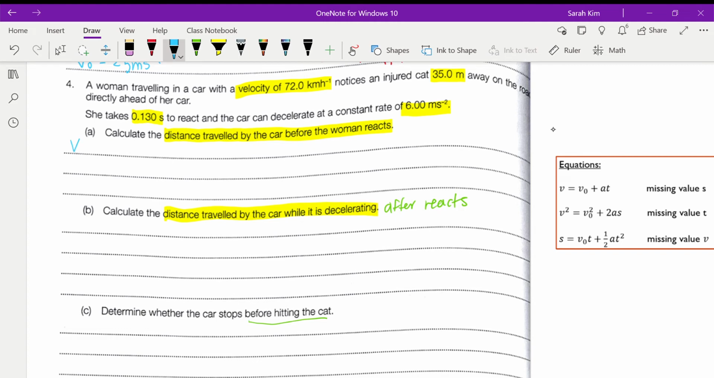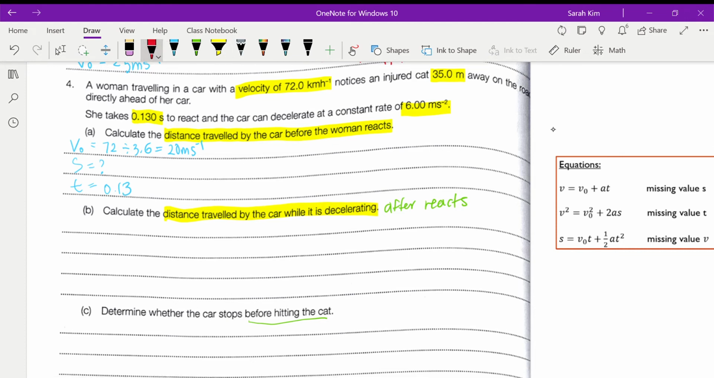Right, so my velocity initial is going to be 72 kilometers per hour, which I'm going to divide by 3.6 to convert it to meters per second. Which is 20 meters per second. Right, I've also got my, what have I got? I have got my distance travelled as my question mark. My time is 0.13 because that's how long it takes for her to react. So let's give that a go.